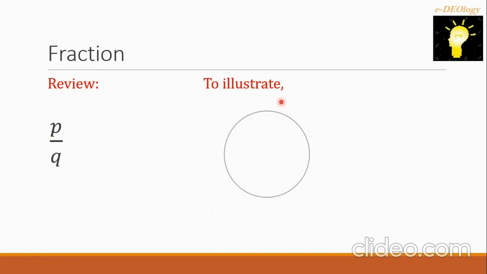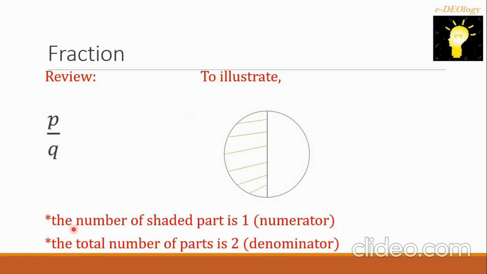To illustrate, I have here a circle, and I'm going to cut this into two. I'm going to shade the left side of the circle. As we see here, the number of shaded parts is 1, and the total number of parts is 2. So if I'm going to put this as a fraction, the number 1 will be the numerator, and the number 2 is the denominator. So this circle here, with respect to a fraction, is 1/2.